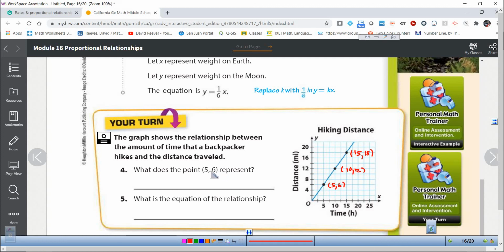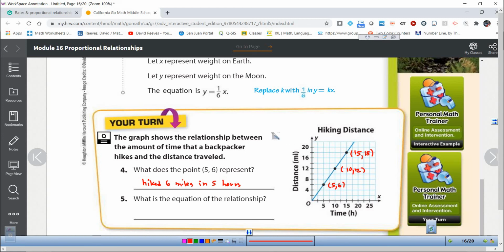Let's answer this question. What does the point 5, 6 represent? Well, x is the time and y is the distance. So it represents that the backpacker has hiked 6 miles in 5 hours, right? 5 hours to go 6 miles.